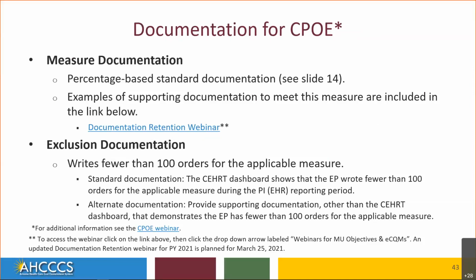When it comes to exclusion documentation, so when the EP wrote fewer than 100 orders for the applicable measure, they have two options to submit documentation supporting that exclusion, for any or all three exclusions. The first option is the standard documentation. The CERT dashboard should show that the EP wrote fewer than 100 orders for the applicable measure during the PI reporting period. The second option is the alternate documentation, which is documentation other than the CERT dashboard that demonstrates the EP wrote fewer than 100 orders for the applicable measure. For additional information, you can look at the CPOE webinar provided in the link at the bottom.